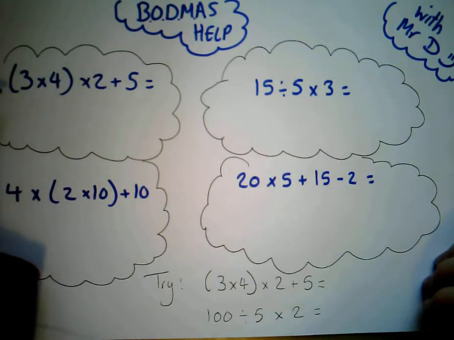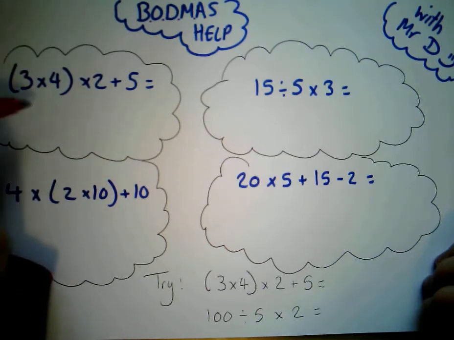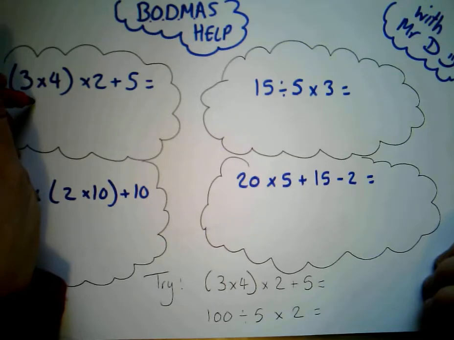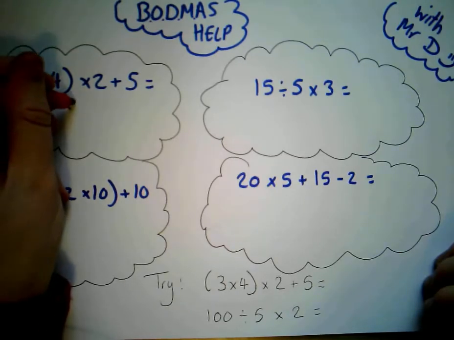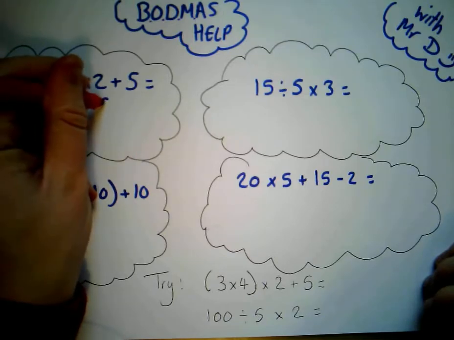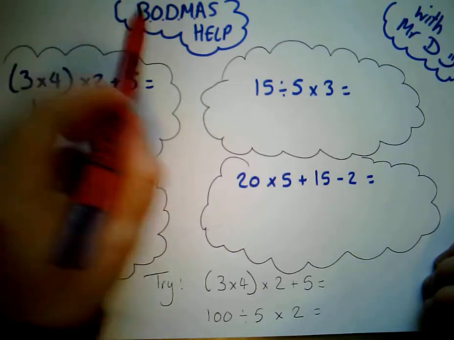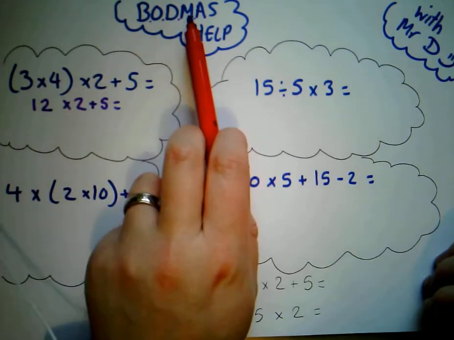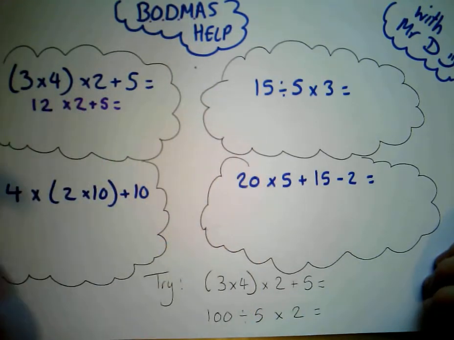First off, I have to check, are there any brackets? Because that's my first letter. Yes, there's brackets, so let's deal with that first. So 3 times by 4, or 4 times by 3, is 12. Times by 2, add on 5. Okay, so then we check, are there any powers of? No. Is there any division? No. Is there any multiplication? Yes. So that's our next step.